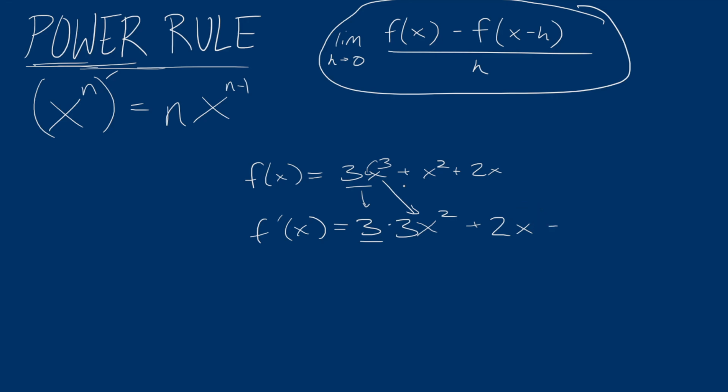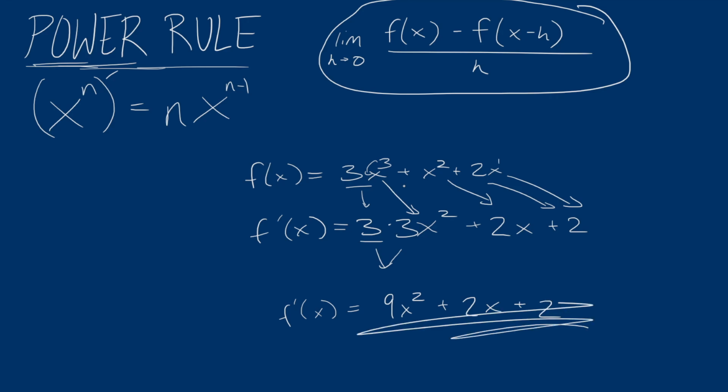Plus 2, you can see we just bring the 2 out in front. Then x technically has a 1 there, so we bring 1 out in front times x to the power of 0. And you can see that this just turns into 2. So I'll write that out again. f prime of x is equal to 9x squared, because we just combine those, plus 2x plus 2.